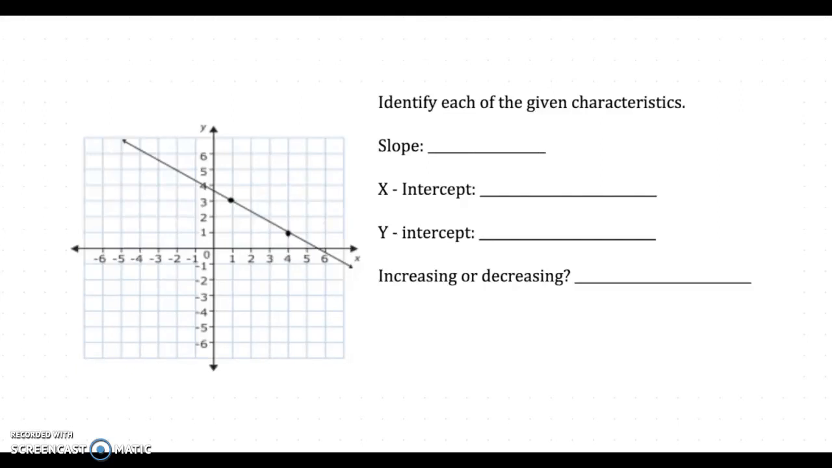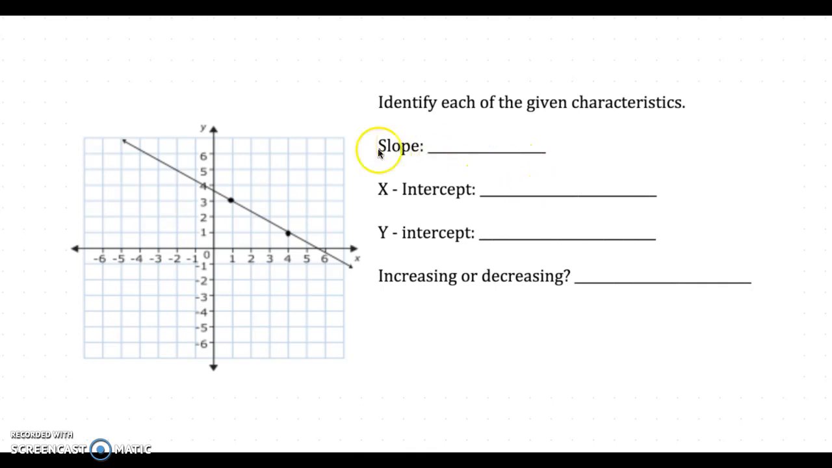In this video, we're going to go through Learning Target 2.2.5a, which talks about the characteristics of a linear function given a graph. So this problem says to identify each of the given characteristics. We are given a graph of a linear function and asked to find 4 things.